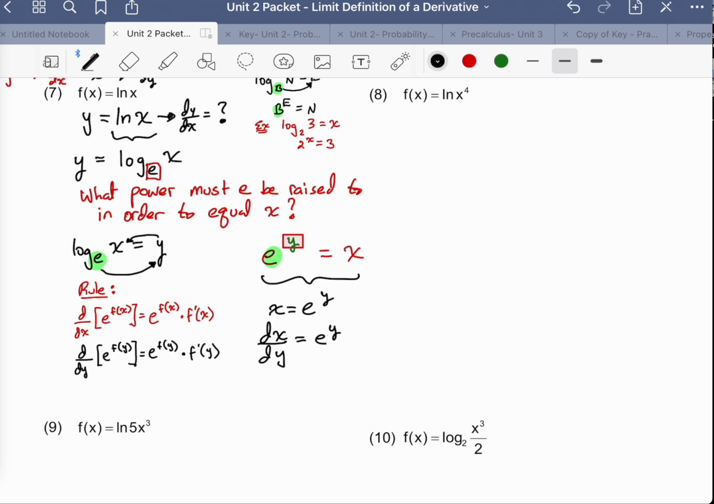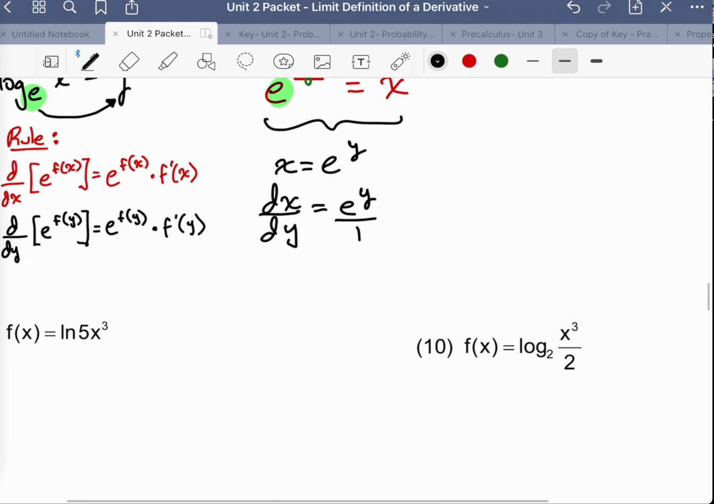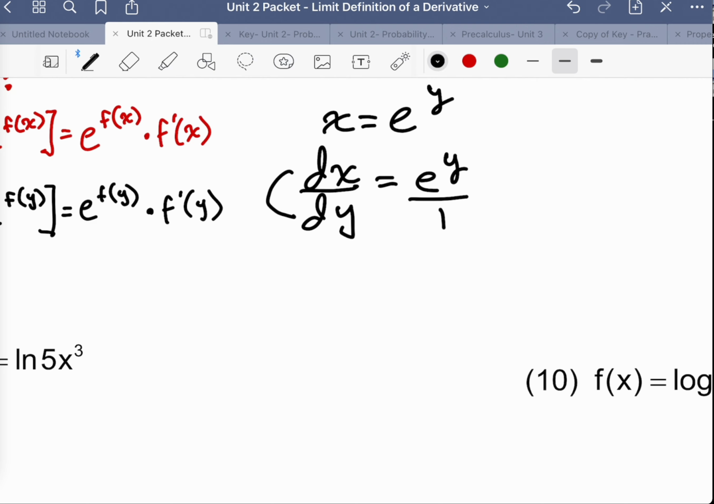I don't have dy over dx, but it's a proportion. All right. So that e to the y, I could write that as e to the y over 1. If you have a proportion, you can flip both sides of that proportion to save yourself from having to cross multiply or any kind of reciprocal stuff. Flip both sides simultaneously, you get dy over dx is equal to 1 over e to the y. So we have a derivative, it's just not in terms of x.